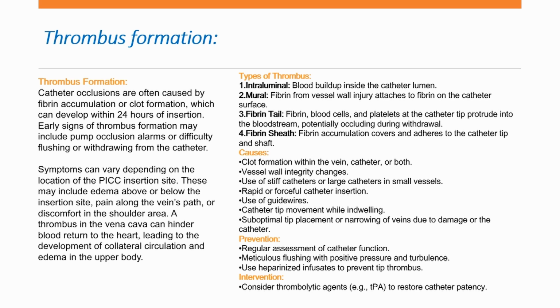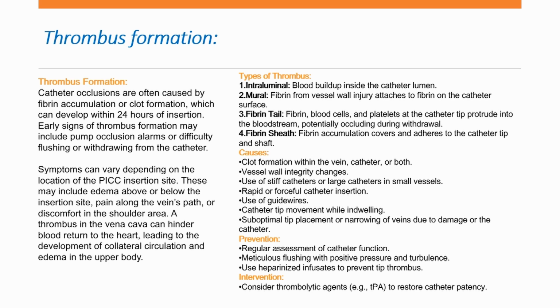Types of thrombus: intraluminal, blood buildup inside the catheter lumen; mural, where fibrin from the vessel wall attaches to fibrin on the catheter surface; fibrin tail, a protrusion of fibrin, blood cells, and platelets at the catheter tip, which can obstruct during withdrawal; fibrin sheath, an accumulation of fibrin that covers the catheter tip and shaft.